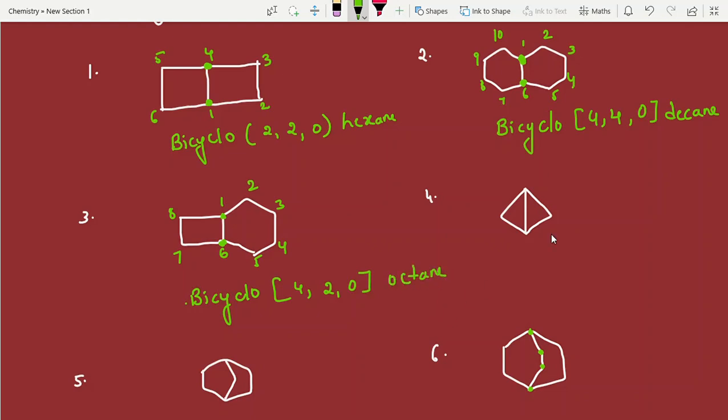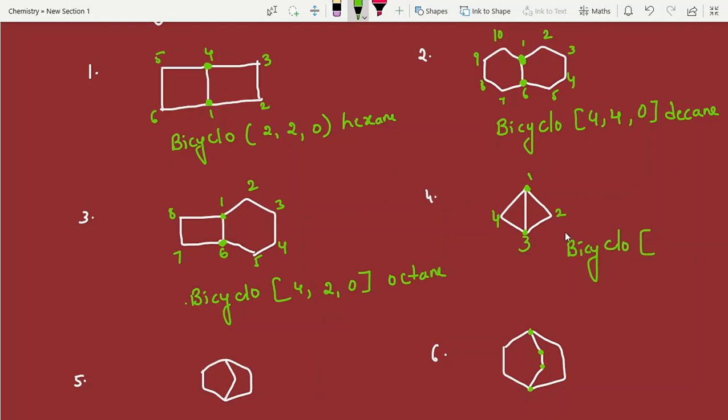That's it. Now can you give the numbering of this one? See, this is 1. Okay, take it. 1, 2, 3, 4. 1 to 3: how many carbons? 1 carbon. 3 to 1: how many carbons? 1 carbon. That's it.